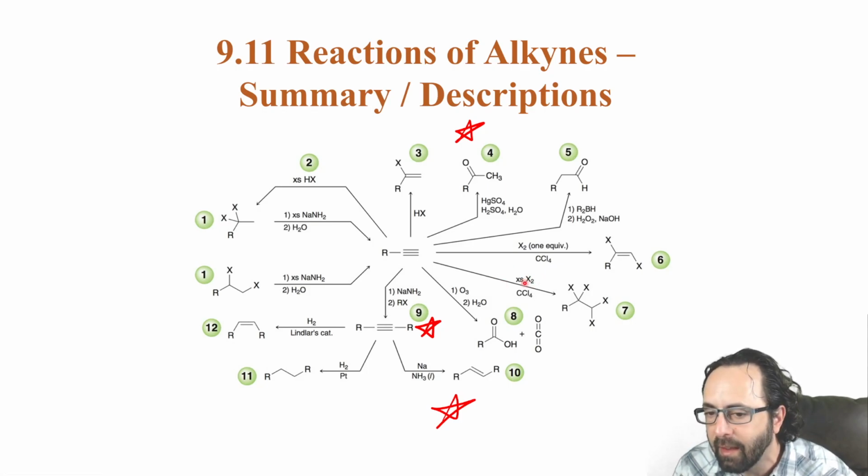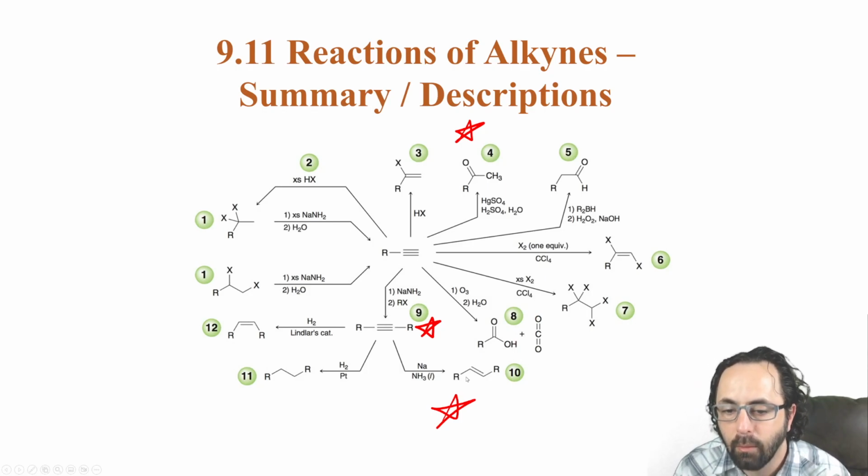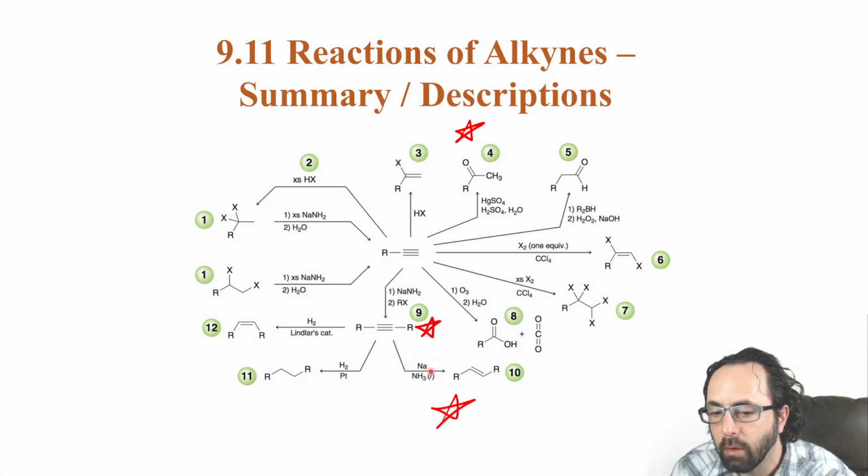If we use excess halogen, here with carbon tetrachloride being the solvent, we'll get double halogenation, and we'll have 2 halogen atoms added to each carbon. Ozonolysis can also be done like it's done on an alkene. On the alkene, you get 2 carboxylic acids. However, with the terminal alkyne, you'll get a carboxylic acid here, and you'll get carbon dioxide instead. And we discussed the dissolving sodium reduction here.